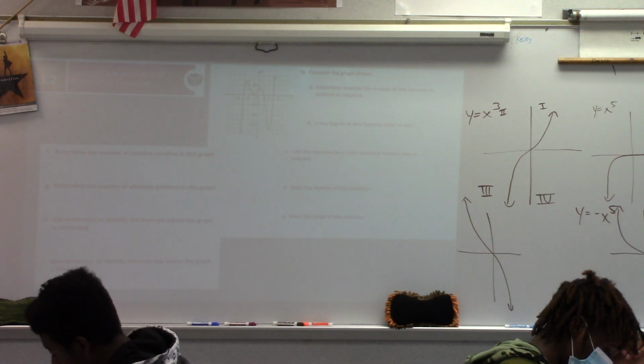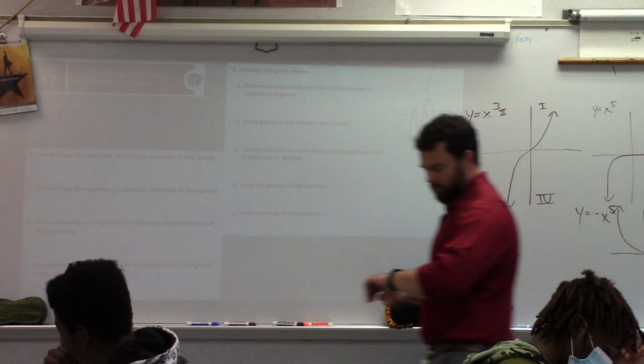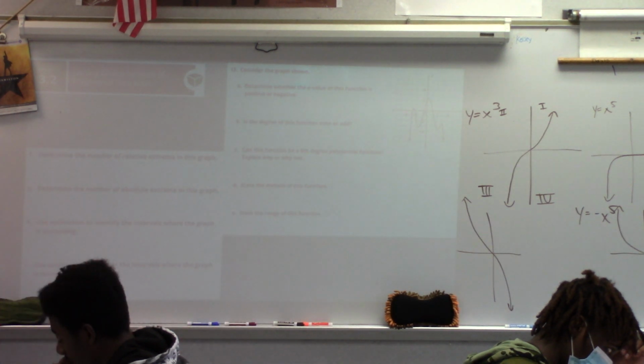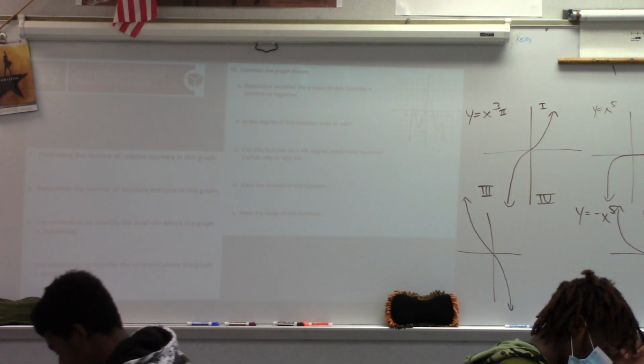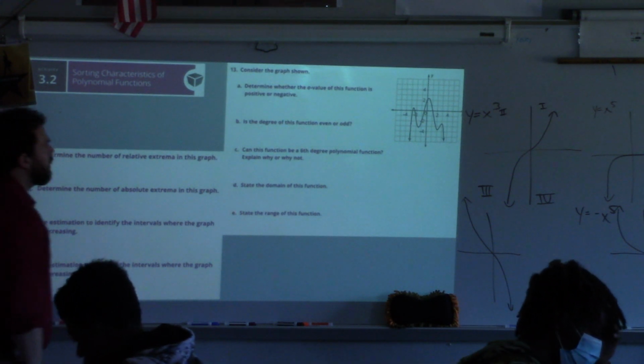Where's the last decrease? Use estimation to identify the intervals where the graph is decreasing. Oh, is there another one? Yeah, I was gonna say, so let's just circle. I can just tell you. Yeah, what is it? That's what I did. 2.9. Yeah, we got them all. Yes. How many should there be?